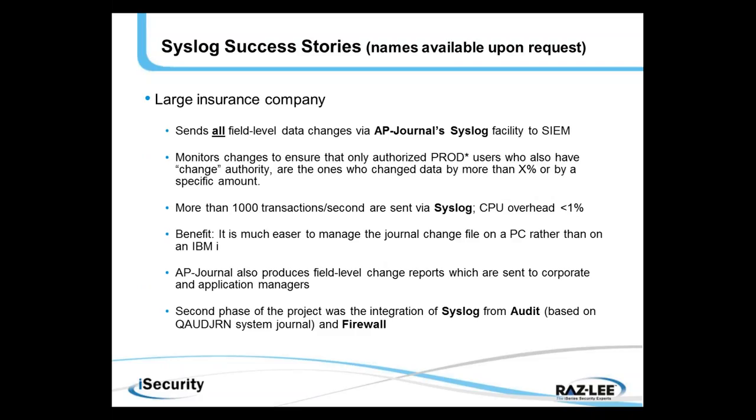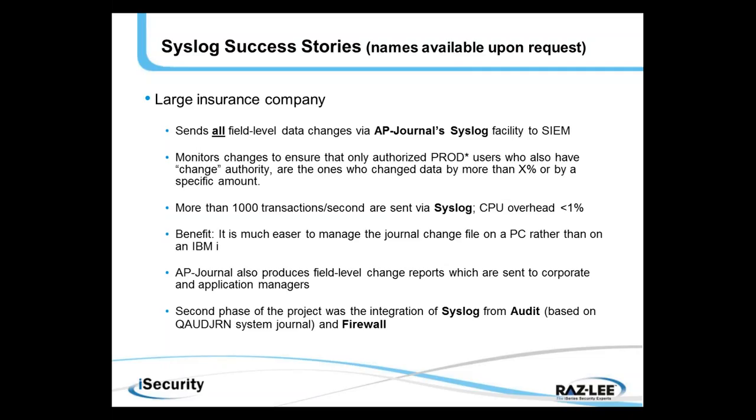Some success stories. One company, a large insurance company, sends all their field-level data changes to a SIEM in which they ensure that only authorized users whose user profile begins with PROD, and also have change authority are the ones who changed, for example, the interest rate by more than 0.2%. We have some numbers here about number of transactions per second that this company is sending.